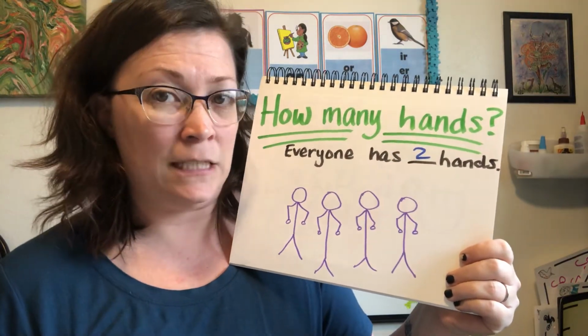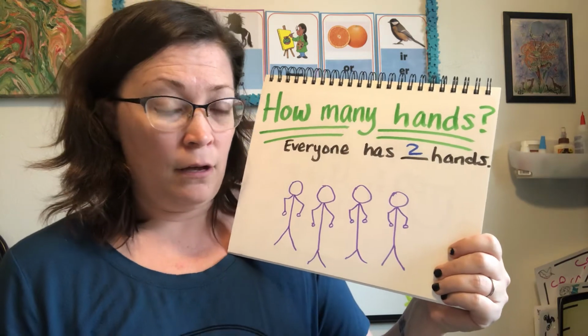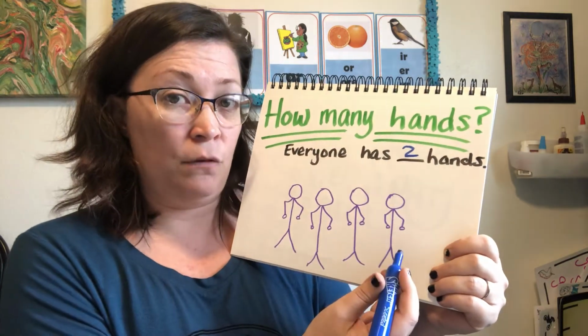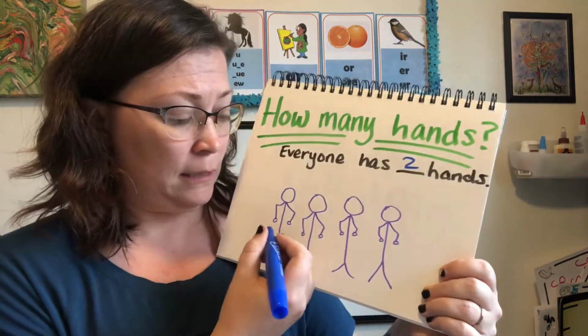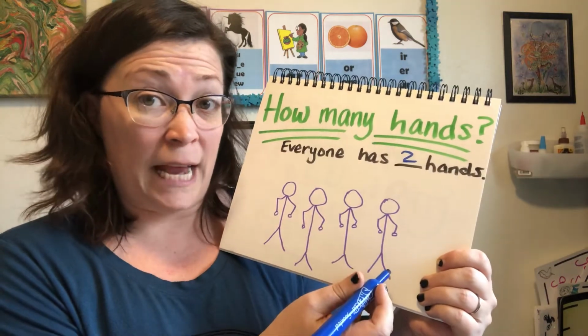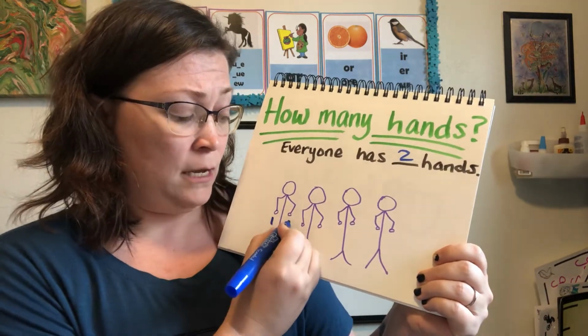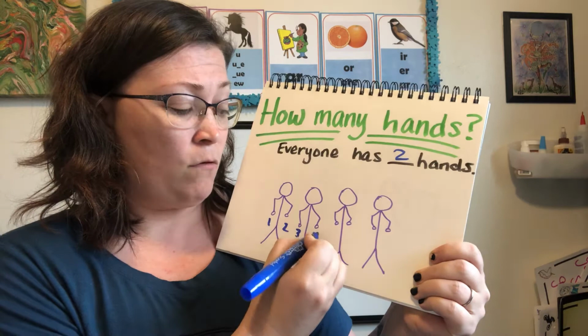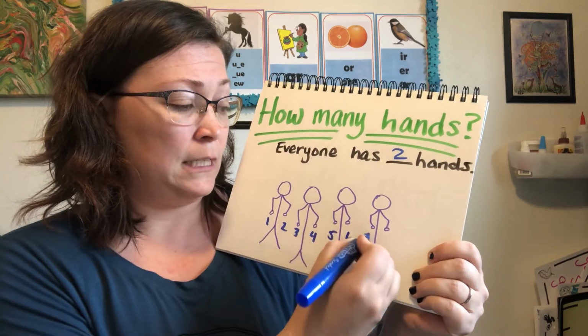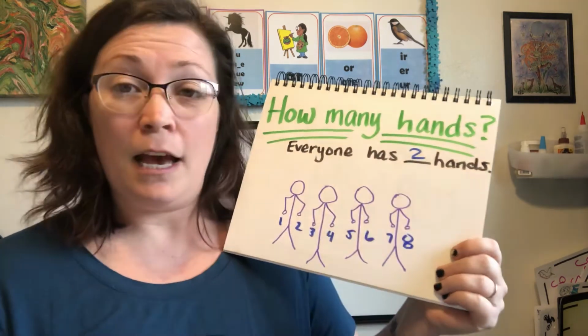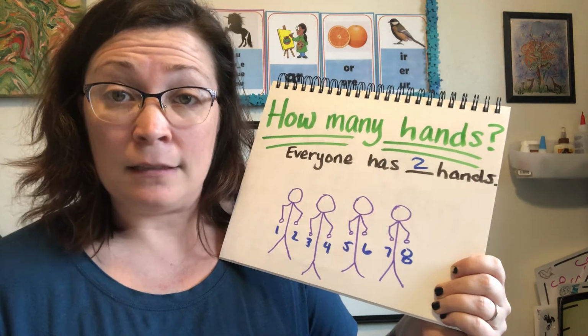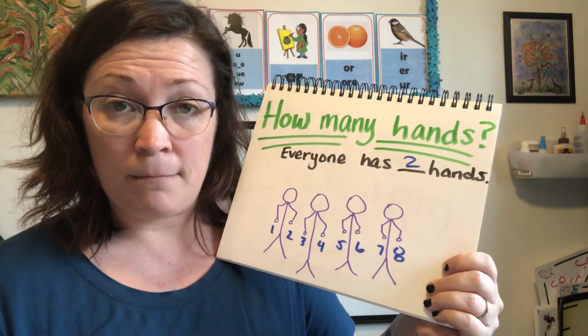If I have 4 people, how many hands do they have? Well, we know that each person has 2 hands, so there's a couple ways we can look at this. We can just count all their hands. We can just say 1, 2, 3, 4, 5, 6, 7, 8. And we can decide that there's 8 hands. That's one way we can do it.